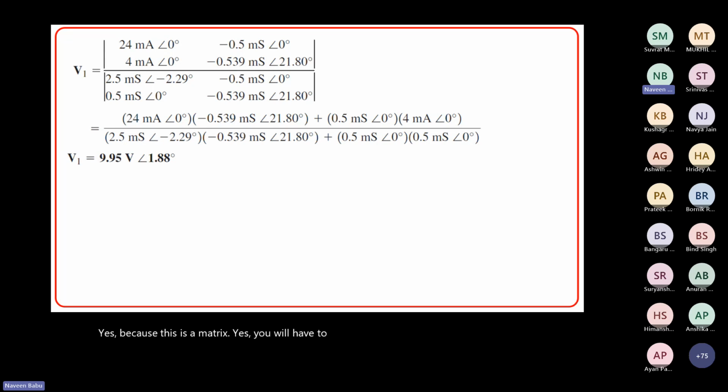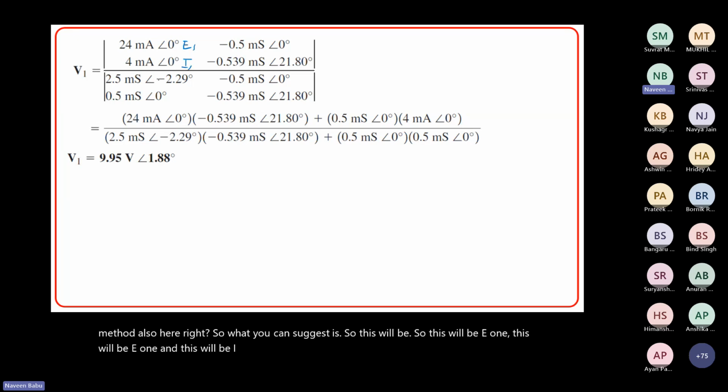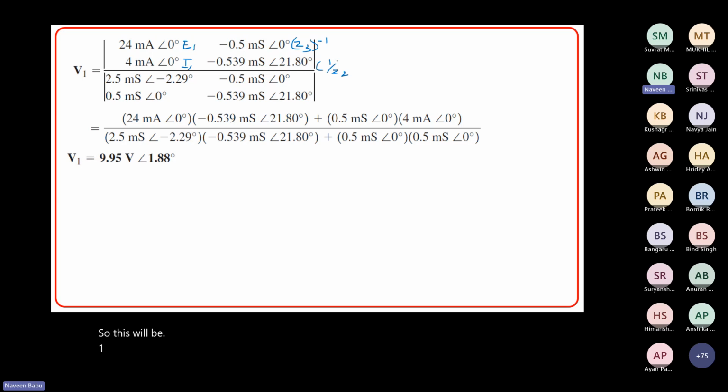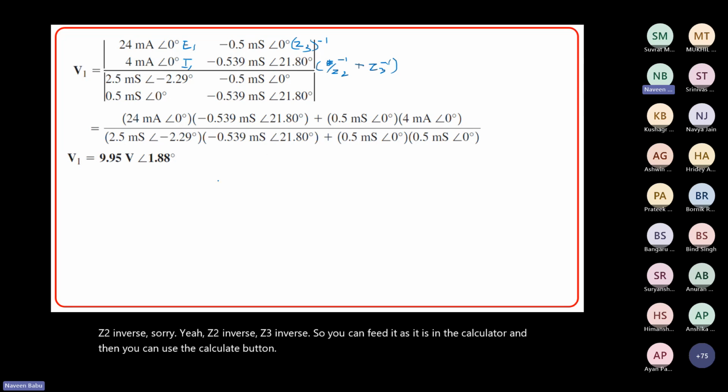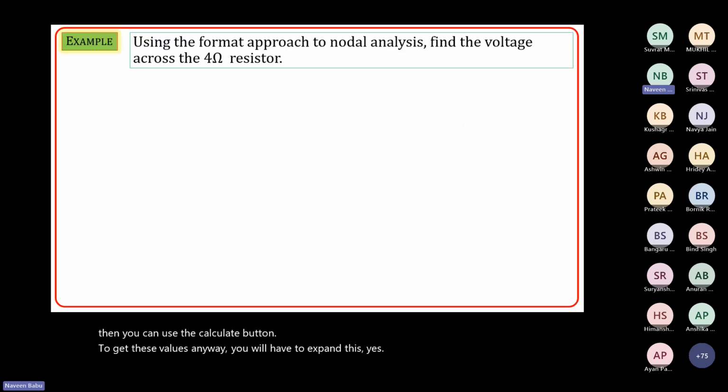We have suggested another method also here. So this will be E1, and this will be I1. And this will be Z3, 1 upon Z3, so it is nothing but Z3 inverse. So this will be Z2 inverse plus Z3 inverse. You can feed it as it is in the calculator, and then you can use the calculate button to get these values. Anyway, you will have to expand this. Okay. Now let us take another example.